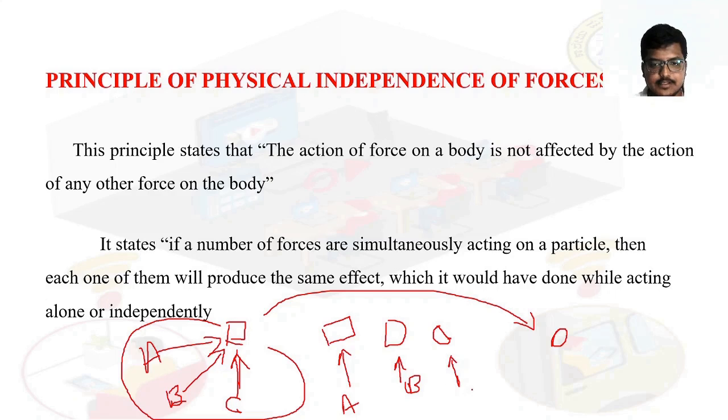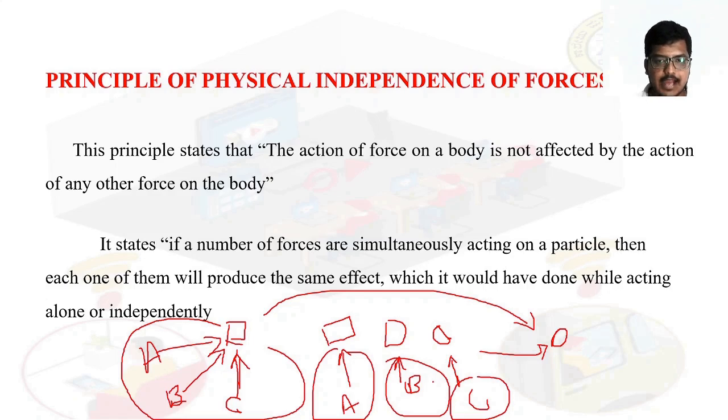Then it is affected by the C force, and it will move in a full circle. Whatever effect should be produced by the A force will be produced when it is acting. Whatever effect would be produced by the B force will be produced. Whatever effect is produced by the C force will act on that particle to make it move in a circle.